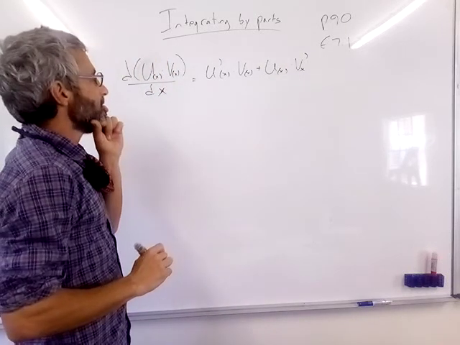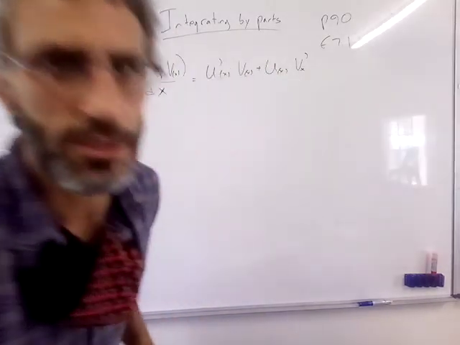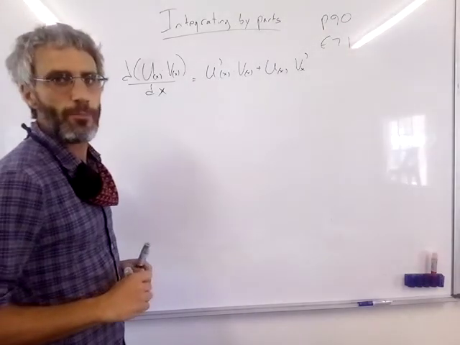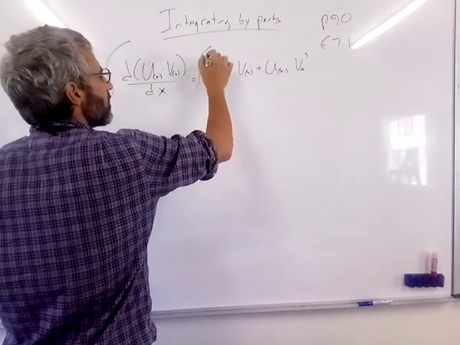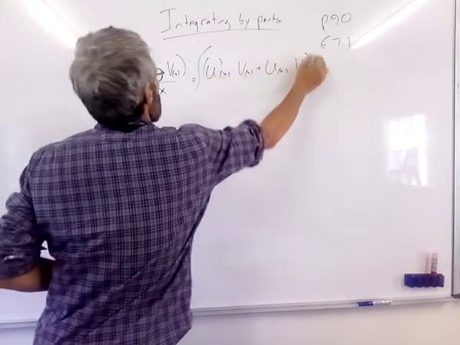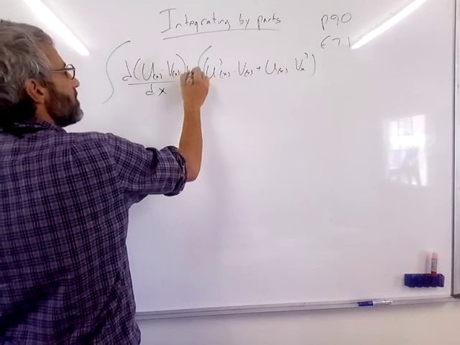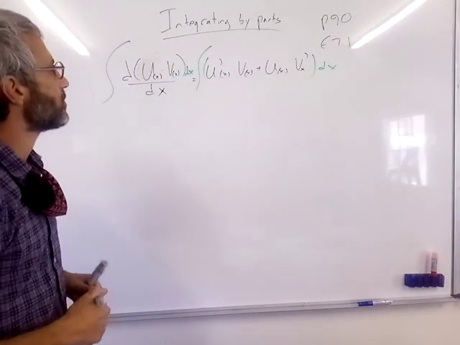Okay? Now what I want to do, let's use the green button. I just want to make sure you can see it all. What I'm going to do is integrate both sides. So I'm going to integrate this side and then integrate that side. And I need to write down the variable of integration, dx, to both sides of the equation.